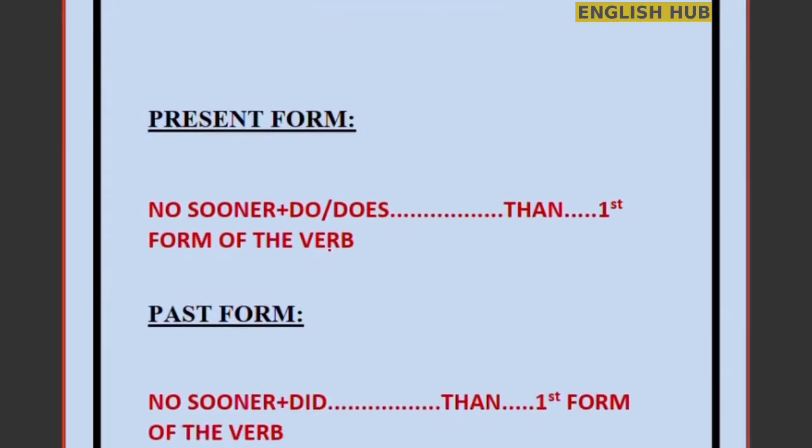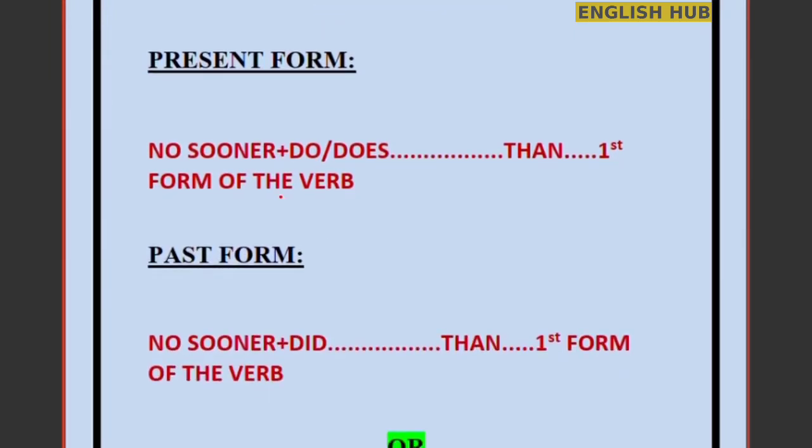See, in the present form, in which way are we going to write? First you will use no sooner, then you will either use do or does. So just recapitulate, when do we use do? When the noun beside this is plural. Okay, if there were dogs, for example, that is plural, then no sooner do the dogs. But if there was a single dog, then no sooner does the dog. So do is for the plural one and does is for the singular.